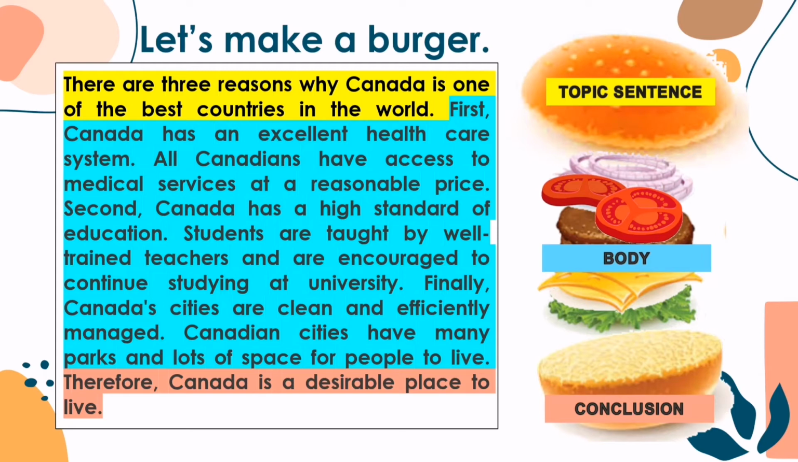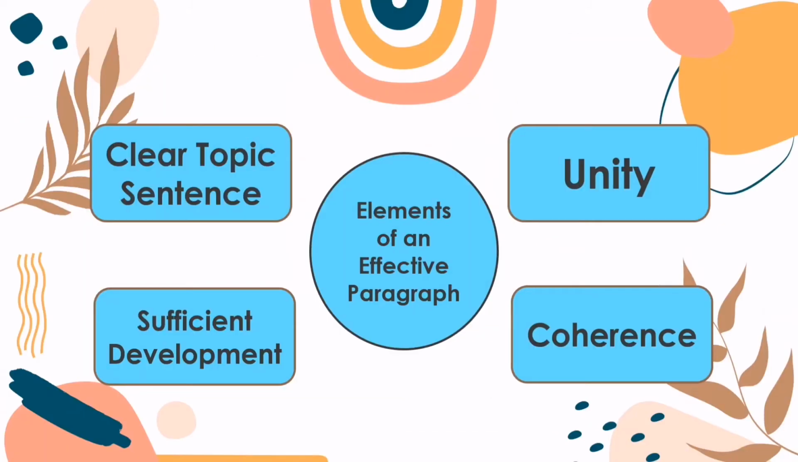The paragraph is about reasons why Canada is one of the best countries in the world, and that is our topic sentence. For the body, the writer enumerated reasons why Canada is one of the best countries in the world. So, the body supported the topic sentence. And to end the paragraph, the writer used a cohesive device, therefore, to signal conclusion. Therefore, Canada is a desirable place to live. Let us now have the elements of an effective paragraph.